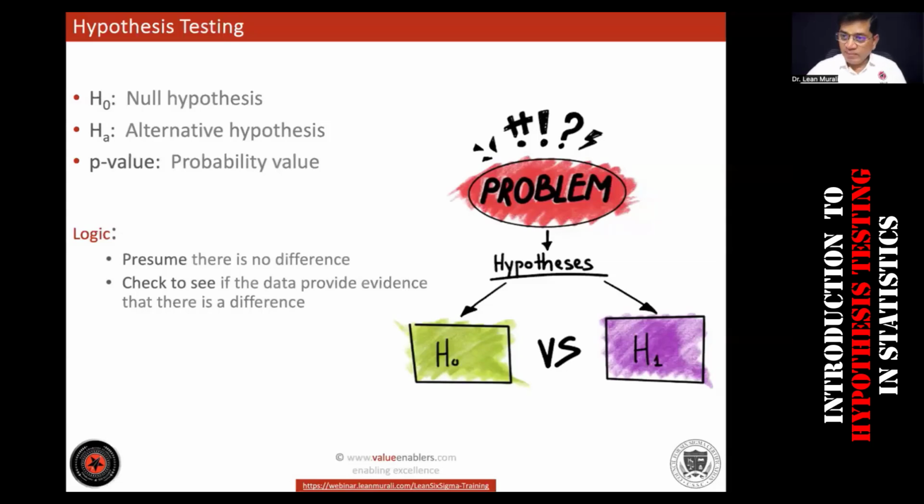Good. Okay, now the logic is presume there is no difference. And once we claim that there is no difference, we need to provide evidence that there is a difference to reject the null hypothesis in favor of the alternate hypothesis. So we will not say accept alternate hypothesis. We'll say reject null hypothesis. We have to presume there is no difference. We'll have to provide enough data that there is a difference to reject the null hypothesis.